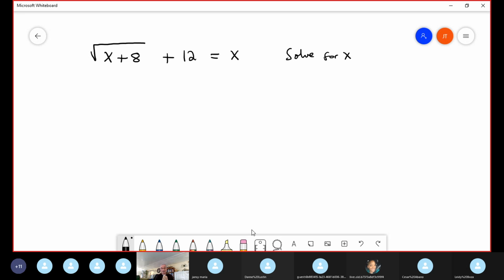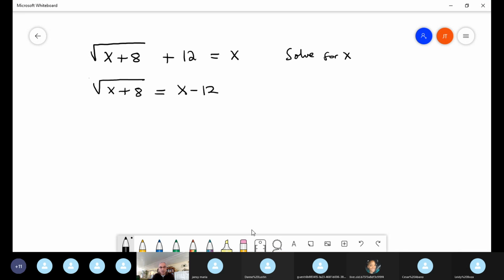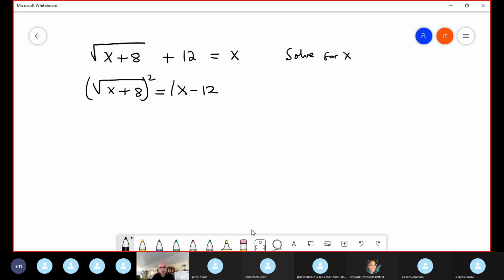Well, the step number 0 to start any radical equation is to isolate the radical. So you bring down this guy. You move 12 to the right hand side. And now the radical is totally isolated. This is step 0. Now what is step 1? Square, because the square allows me to destroy that radical. Okay, nice. No radical anymore.